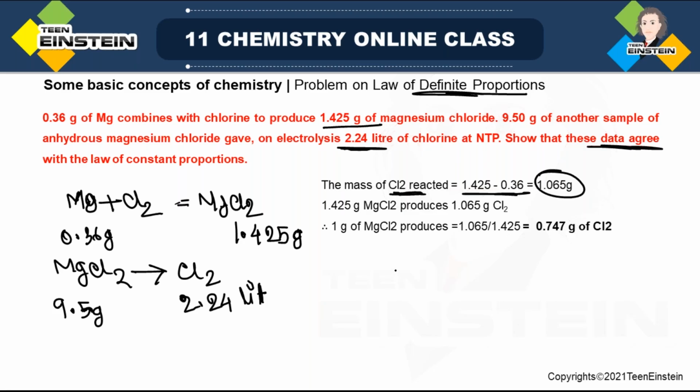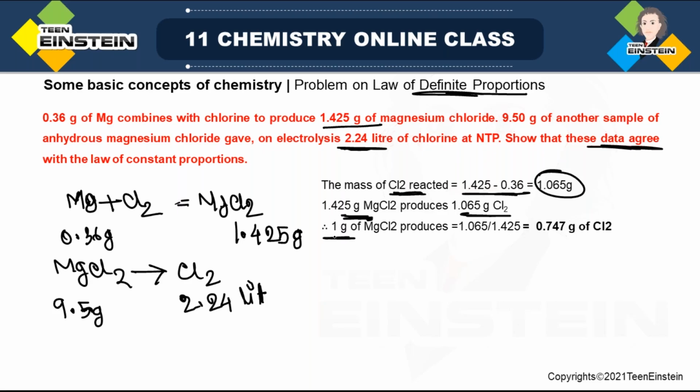Now we can say that 1.425 gram of magnesium chloride is actually producing this gram of chlorine if you consider the reverse reaction, because for the second case it is actually the reverse reaction. It doesn't matter whether you say that 1.065 gram of chlorine is producing 1.425 gram of MgCl2, or you say the reverse statement, that is 1.425 gram of MgCl2 produces 1.065 gram of chlorine.